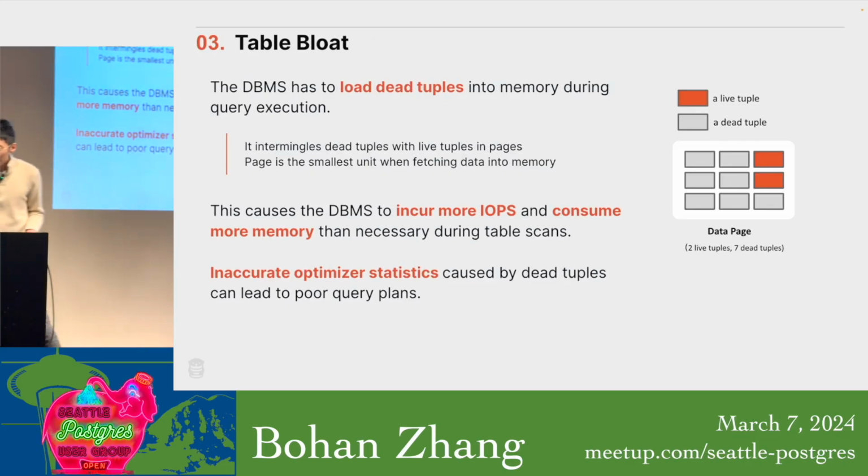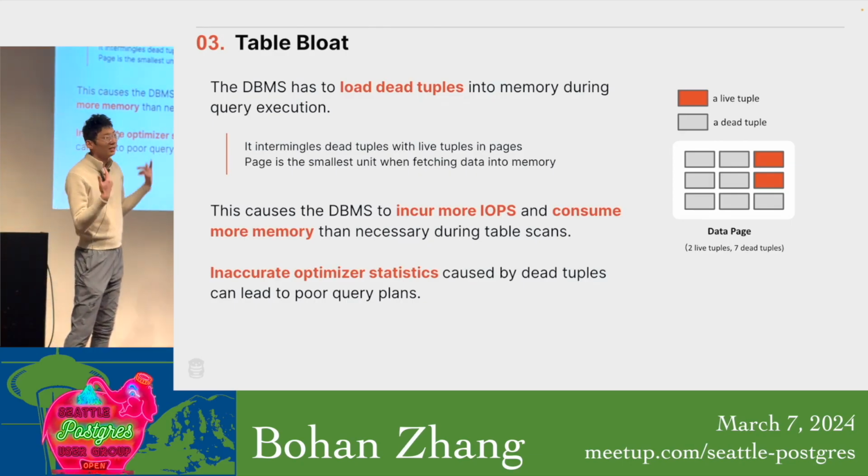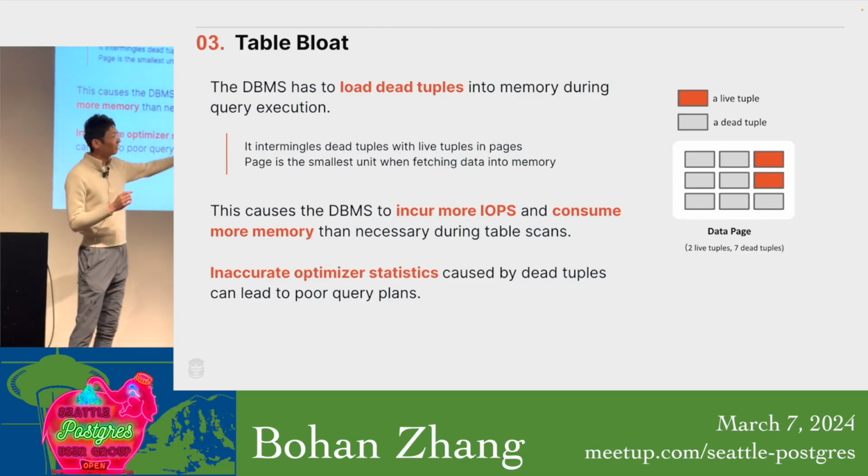The second one is table bloat. The database has to load the tuples into memory for execution. In this example, we can see the database has nine tuples. 7 of them are live tuples, and 2 of them are dead tuples. So in theory, we don't need the dead tuples.